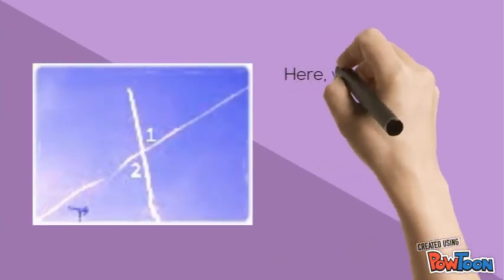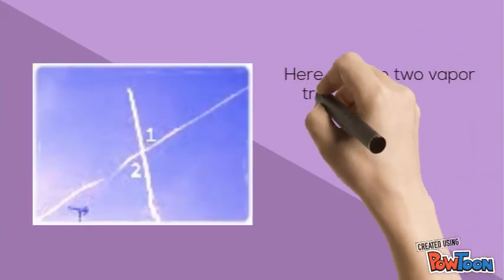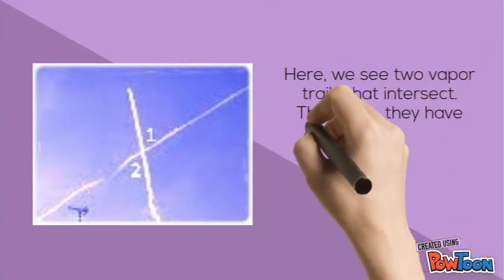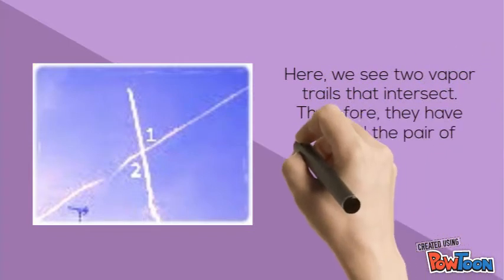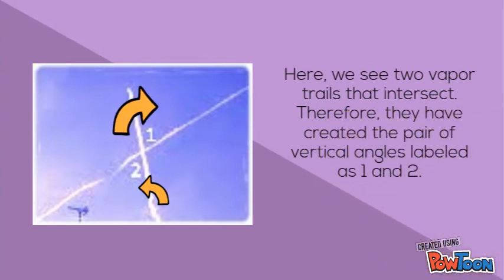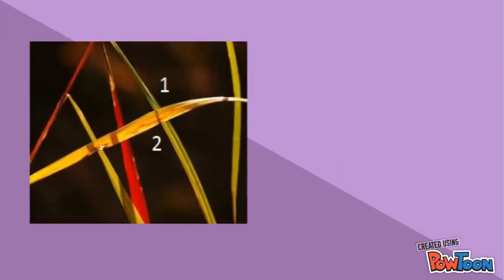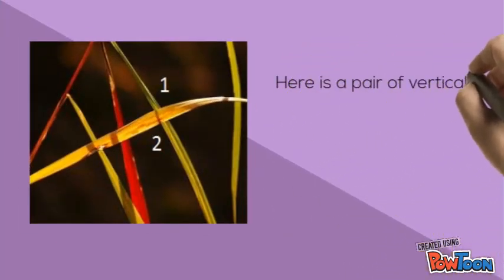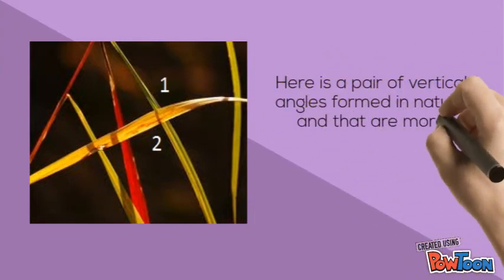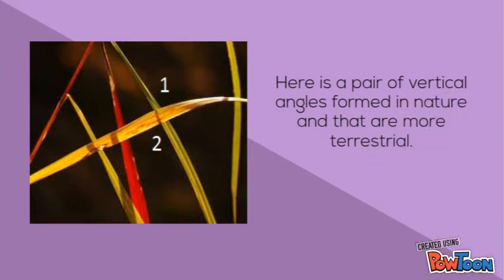In this picture, we see two vapor trails that intersect. Therefore, they have created a pair of vertical angles, labeled as 1 and 2. Another picture. Here is a pair of vertical angles formed in nature, and that are more terrestrial.